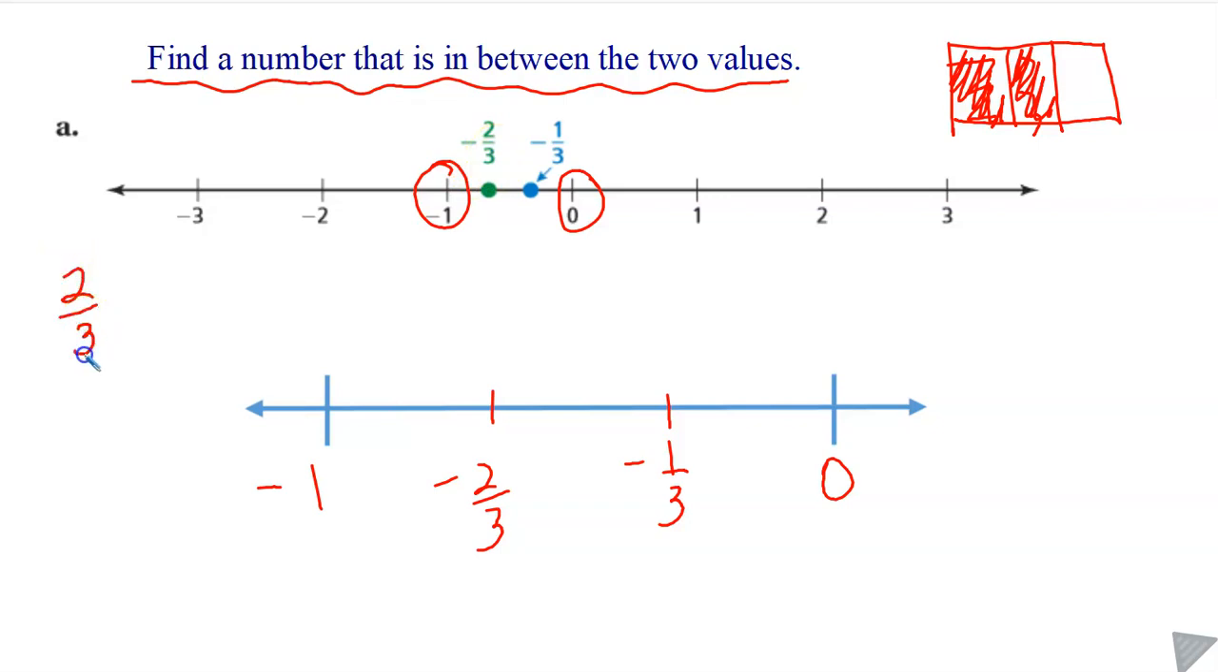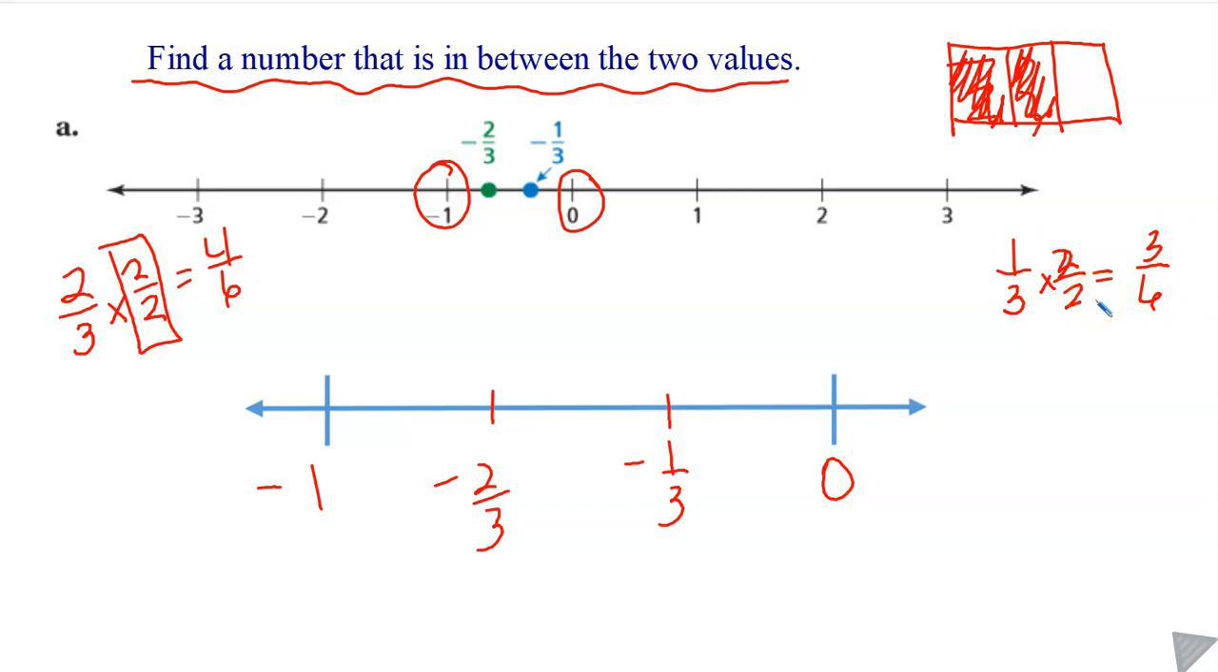So I'm going to take the 2/3. I'm just going to pretend it's not negative right now. And I'm going to multiply it by 2/2. There's my giant 1. I get 4/6. And when I take the 1/3 and I multiply it by a giant 1, I get 3/6.